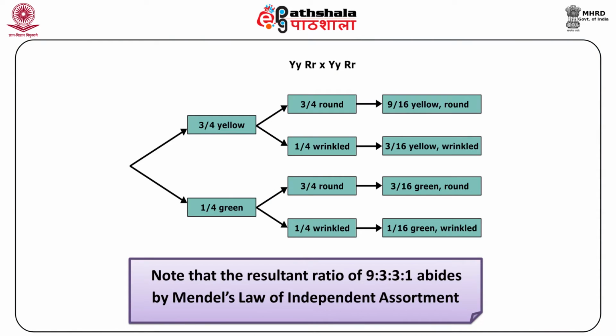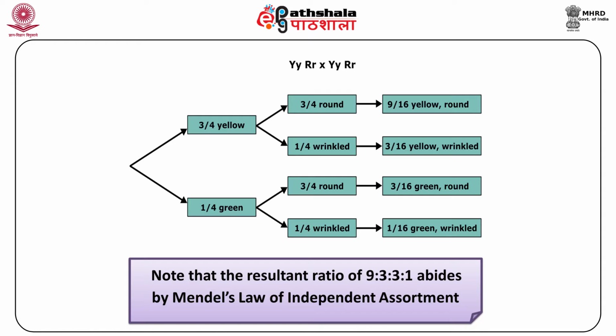So, the first probability will be 3 by 4 yellow. It means 3 by 4 will be round and 1 by 4 will be wrinkled. In case of 3 by 4 round, 9 by 16 will be yellow and round, and in case of 1 by 4 wrinkled, 3 by 16 will be yellow and wrinkled.